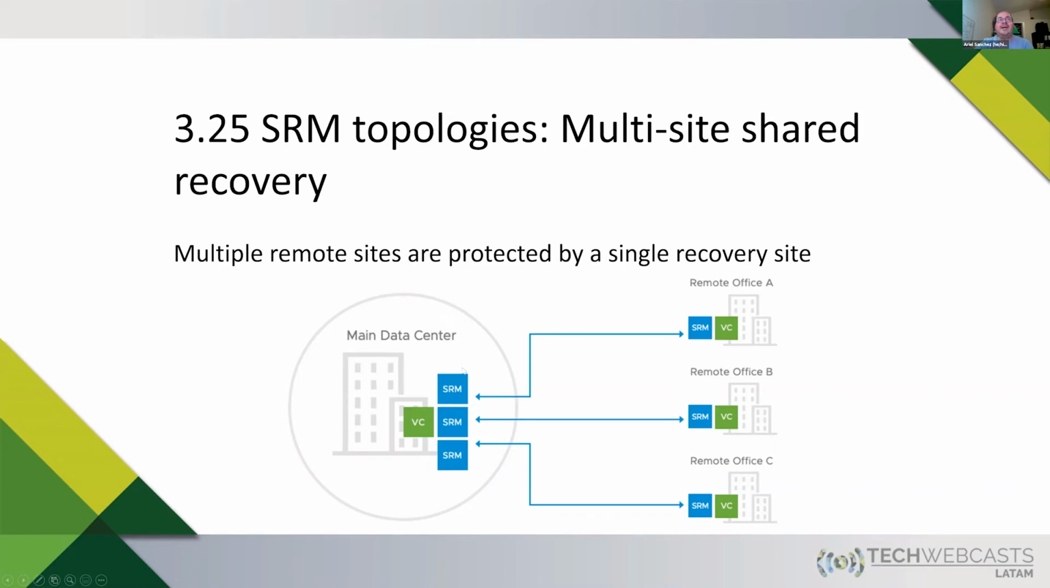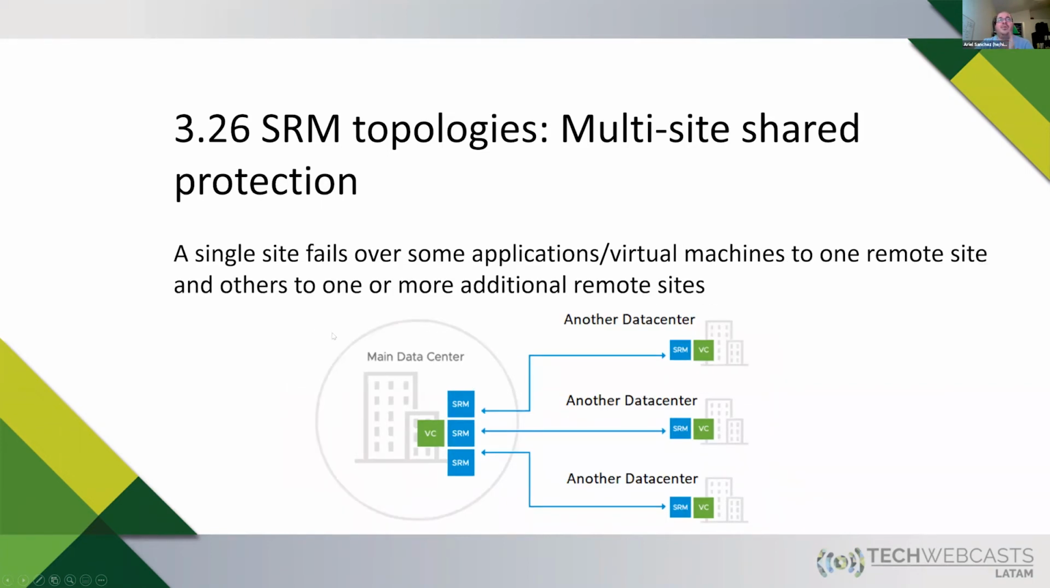A bit different from the next one that we're going to talk about, which is multi-site shared protection. A single site fails in this scenario, but it's able to basically assign some machines to one data center, some machines to another data center, and maybe a third or a fourth, as long as there are SRM site pairs, server pairs. So the arrow actually goes from this main data center to the other data centers.